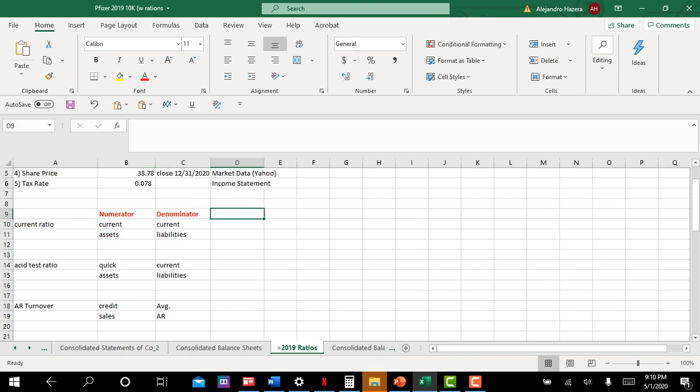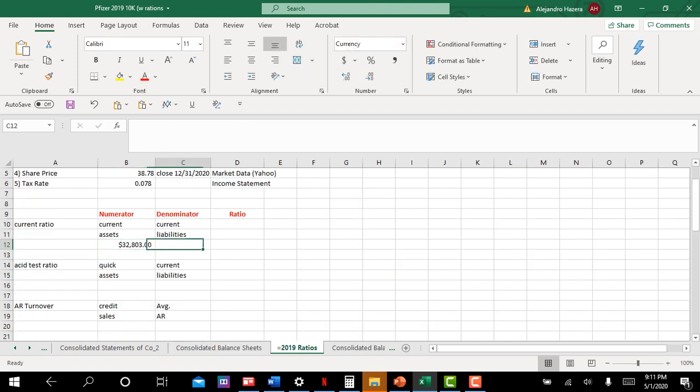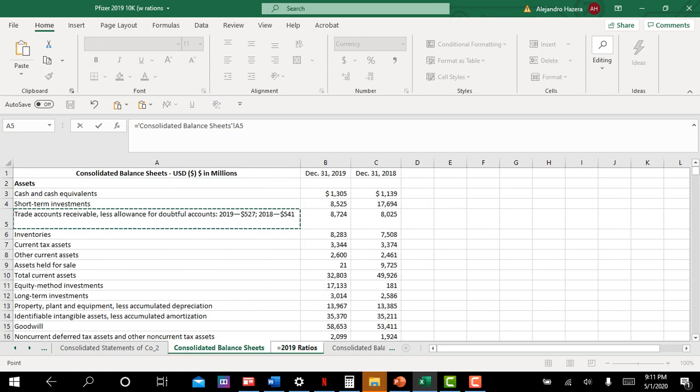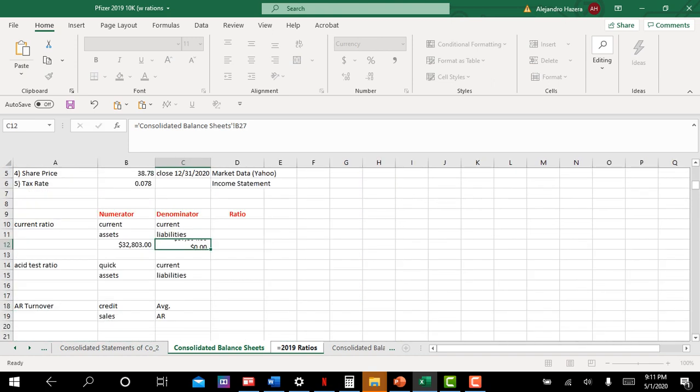Okay, so it's a very easy ratio, and I'll put the word ratio out here. All I'm going to do is use the balance sheet, which is all assets and liabilities, nothing from the income statement. The numerator: we go to the balance sheet, which I put right next to it, and find total current assets. Our total current assets are equal to 32,803. Our total current liabilities, also from the balance sheet, down here in the liabilities section, are 37,301.